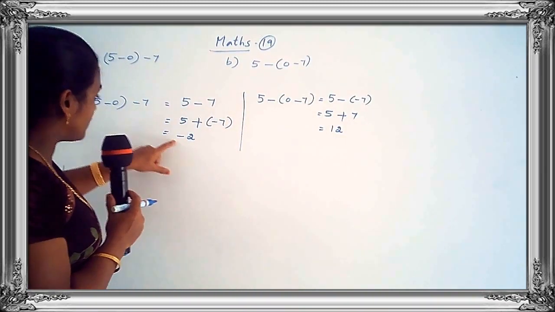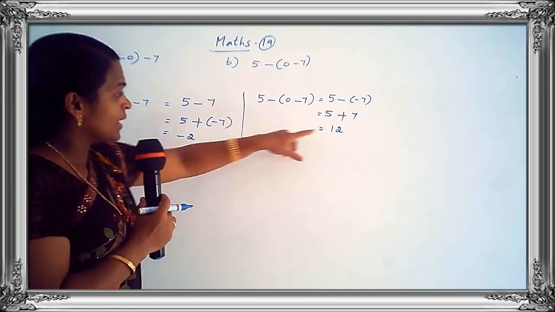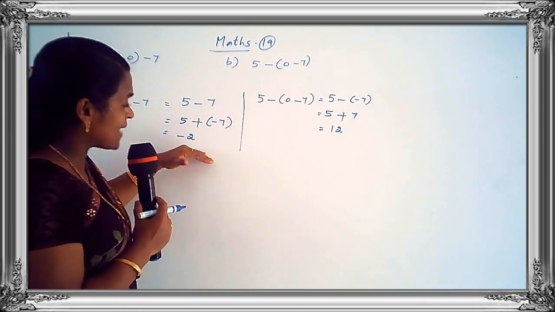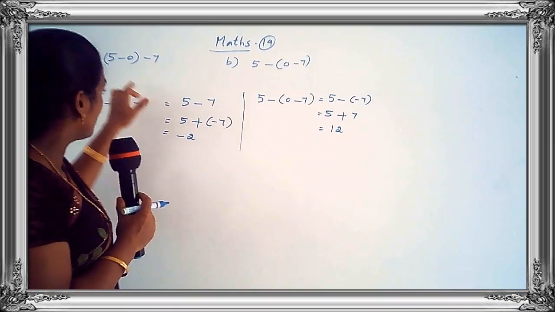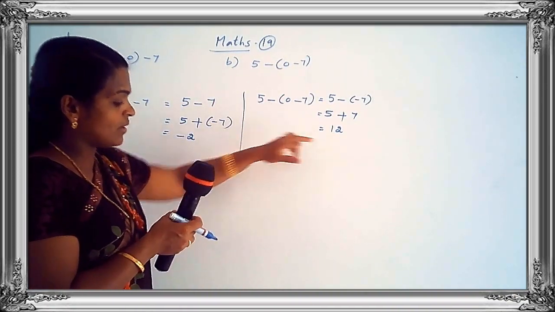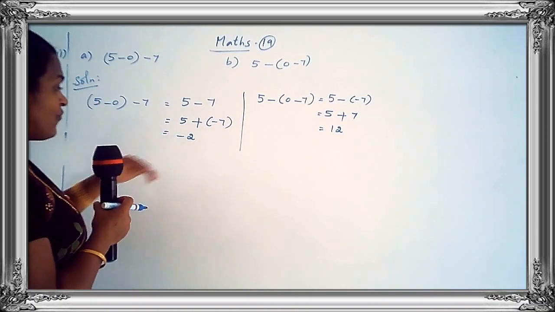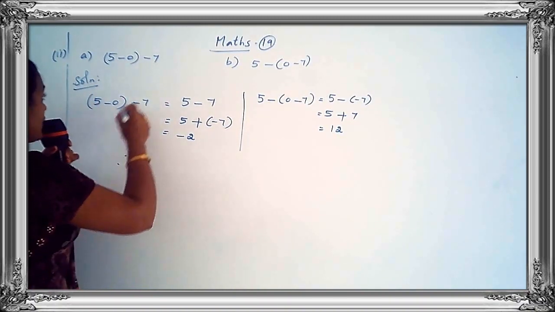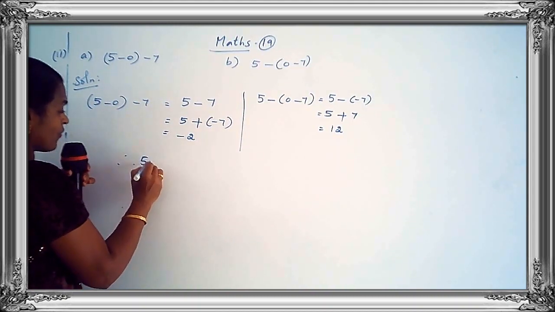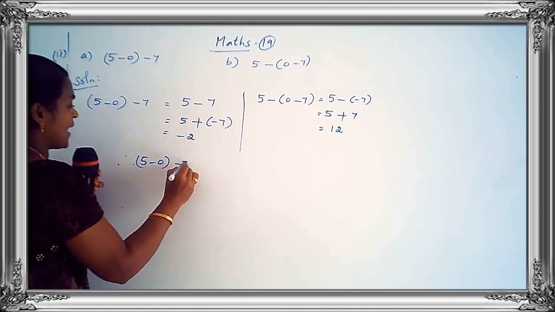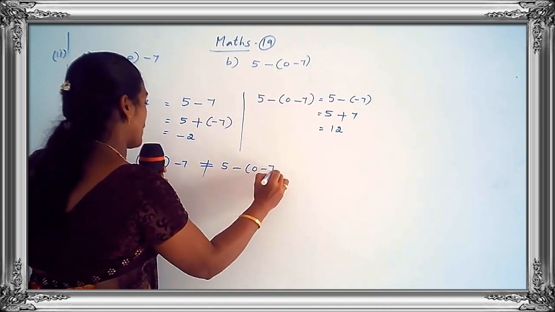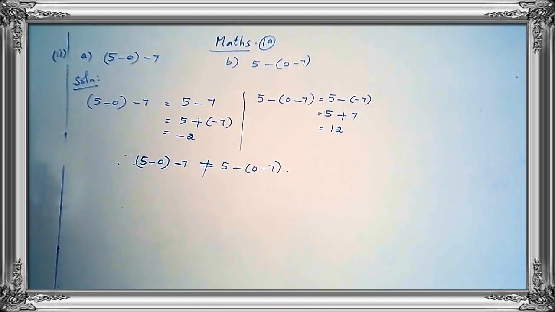Now you see here this is minus 2, here 12. So these both answers are different, yes children. A part answer is minus 2, B part answer is 12. So these are different, okay. So therefore A part is not equal to B part. So A part is what? 5 minus 0 minus 7 is not equal to 5 minus 0 minus 7, okay, clear?